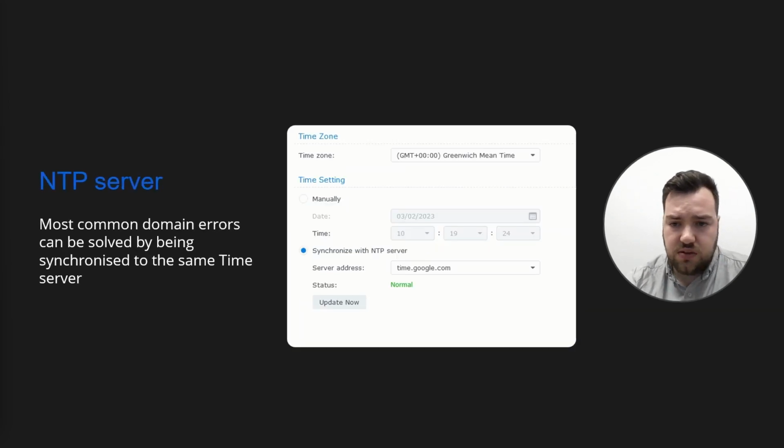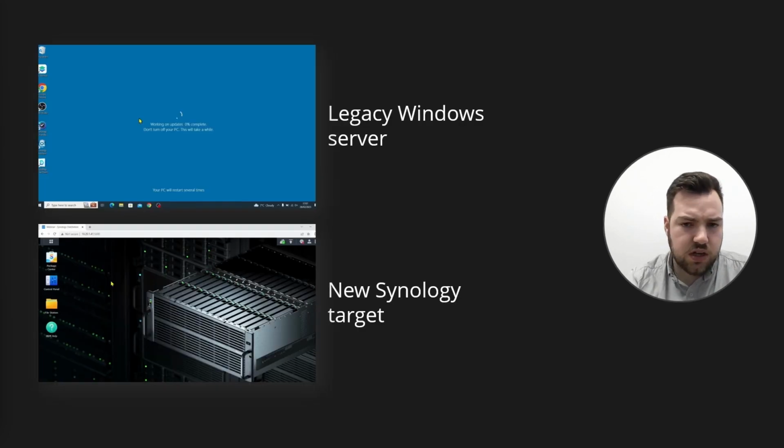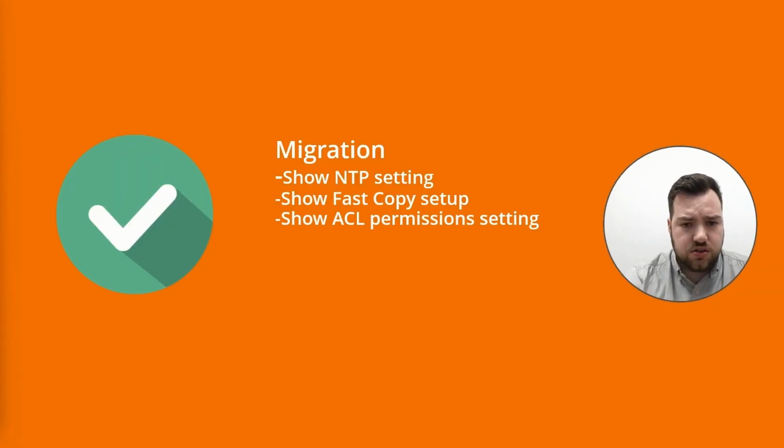And the last thing we'll cover in this set of demos will be the NTP settings. So that's making sure that everything's synchronized, as most of the common errors can be resolved by having a properly synchronized time server. To give you some context going into the demos, the top screen will be our Windows server, and the bottom our Synology target. And just to reiterate, we'll go over the NTP settings, Fast Copy setup, and then showing ACL permissions.